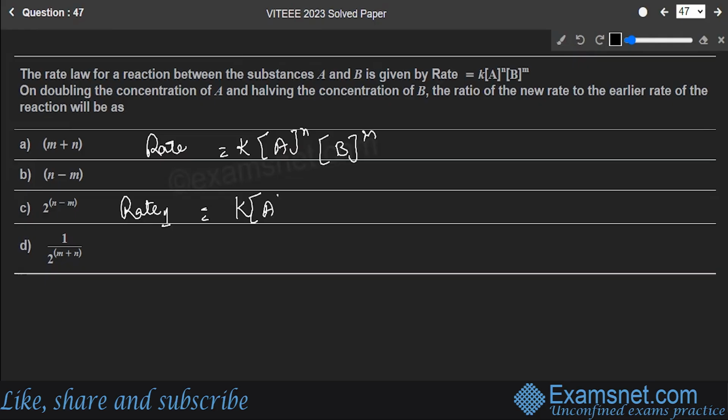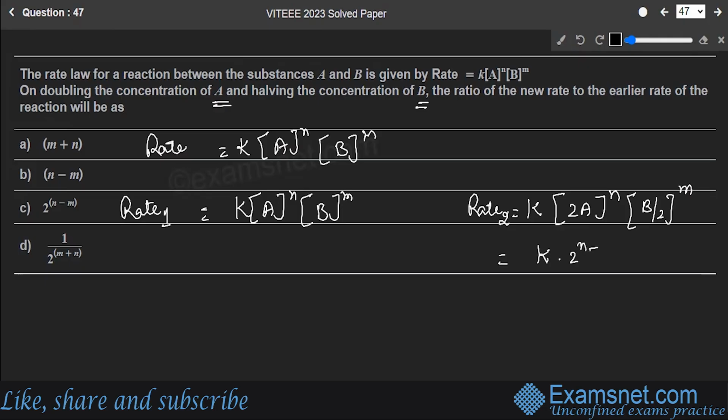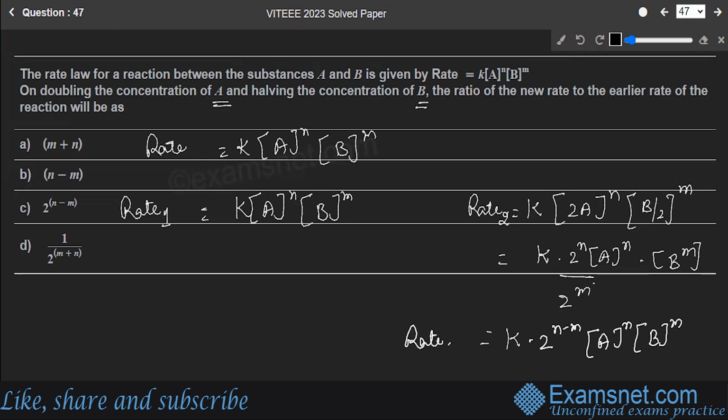First rate, let's say this is the same. Now, on doubling the concentration of A and halving the concentration of B, rate 2 is equal to k into (2A) power n into (B by 2) power m, or this is equal to k into 2 power n, A power n into B power m upon 2 power m, or this is equal to k into 2 power n minus m into concentration of A power n, concentration of B power m. This was equal to rate 2.